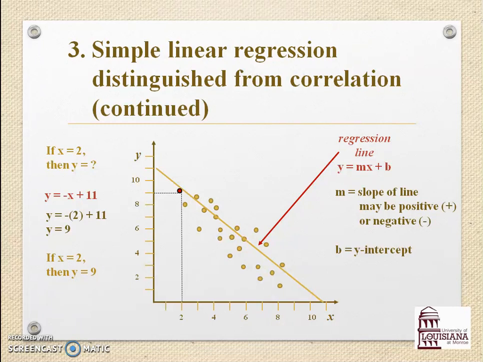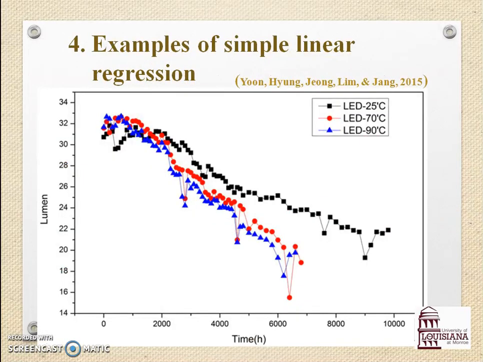Now let's take a look at another example. In a study by Yoon and her colleagues, they conducted a normal life test of lumen degradation for LED light bulbs. A small sample of light bulbs were placed under three different conditions. Some were exposed at 25 degrees Celsius, some at 70, and others at 90. Then the average lumen emittance for bulbs placed in each condition were plotted on an XY graph shown here.